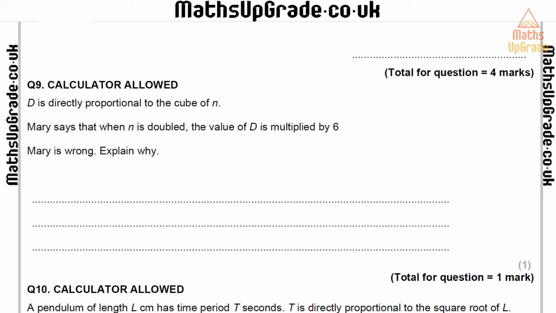Question 9, which is only 1 mark, is a reasoning question. I'm told that d is directly proportional to the cube of n. Mary says that when n is doubled, the value of d is multiplied by 6. Show she's wrong and explain why.